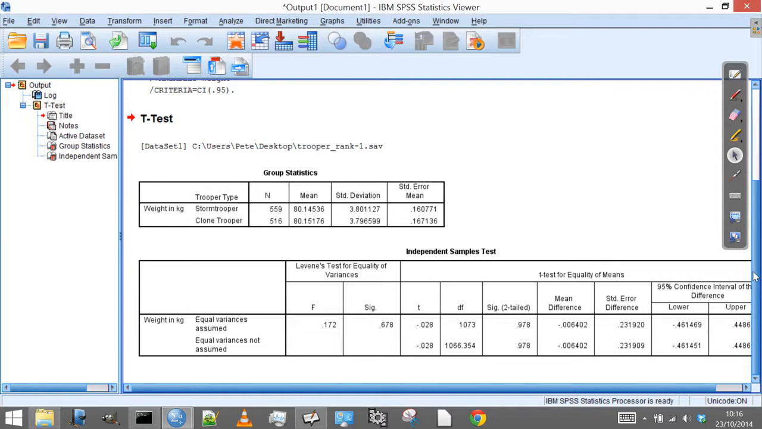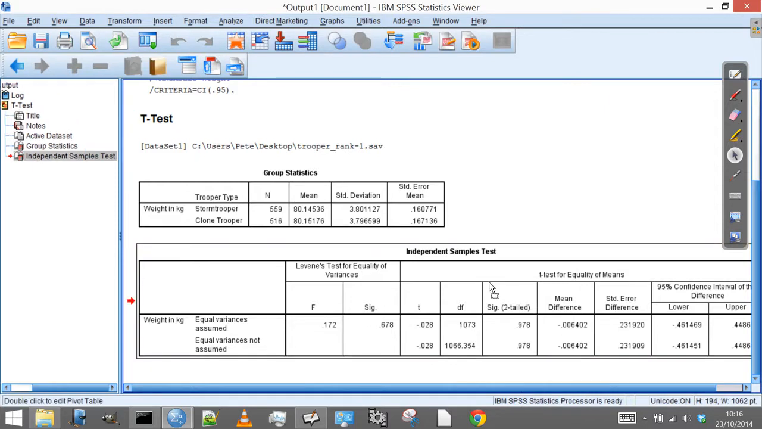That's right. So the two-tailed significance here represents the p-value. And for the purposes of being nice and conservative, we're going to just look at this equal variance is not assumed value. So we're actually going to look at that one there. So if you look at that value, what might you write in your research article?